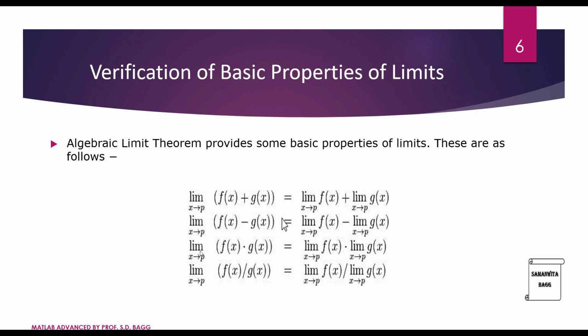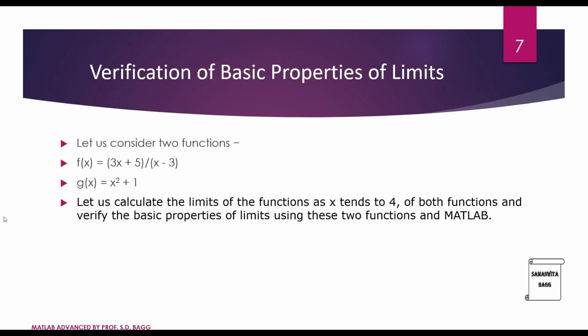Next, limit x tends to p f(x) into g(x). Here also you can segregate both of them by giving limits to each of them and a multiplication sign in between. And the last one is limit x tends to p f(x) divided by g(x). Again, if I have to assign limits to both, it will be limit x tends to p f(x) upon limit x tends to p g(x). Now we will verify these by considering some examples.